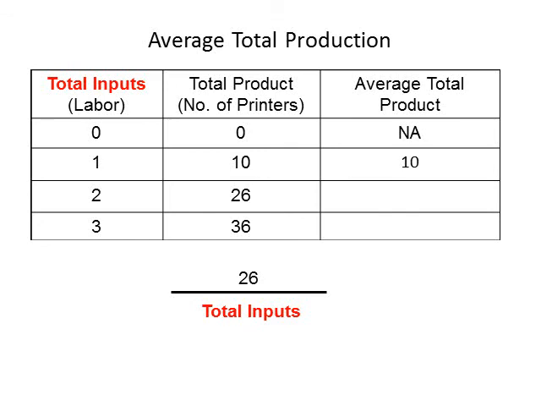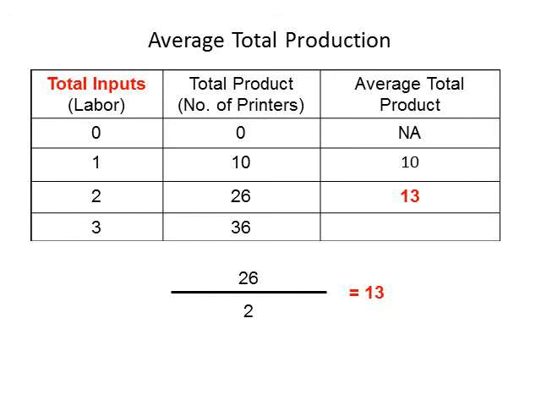Next, locate the total input column and the total amount of inputs in the formula. Next, locate the total input for the production of 26 printers, which is 2. Next, substitute 2 into the formula. Next, divide the total product by the total amount of inputs, or 26 by 2. 26 divided by 2 is 13. Next, put 13 into the third row of numbers in the third column.